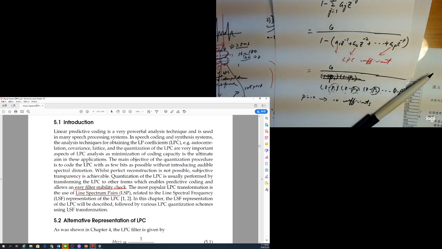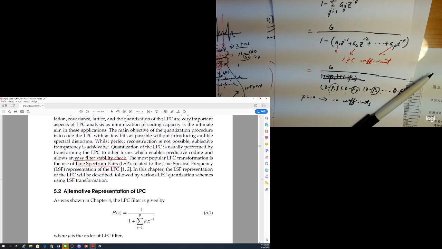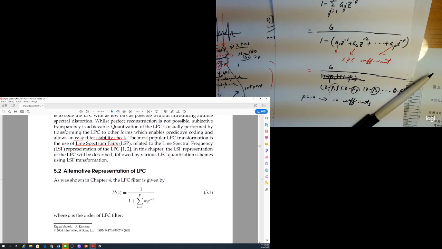Most of the popular LPC transformations consider the line spectrum pair. Later on we will define what the LSP, line spectrum pair, is. Some people talk about the line spectrum frequency, depending on how it is defined, but the line spectrum frequency is the same as the line spectrum pair. They are the same term using different definitions, so they have the same meaning. LSF or LSP, either way is okay.